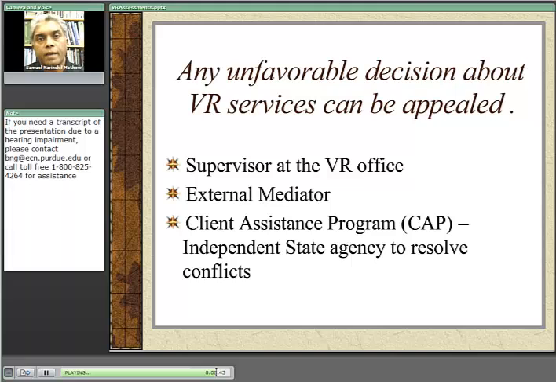Another training module on CAP is available at the VR services training modules on the National AgrAbility Project website, and hence it is not covered here. You may refer to that module for further understanding of the CAP.